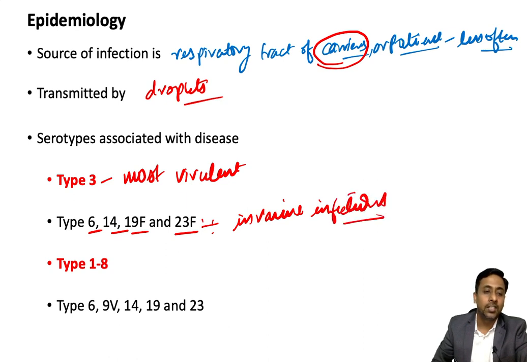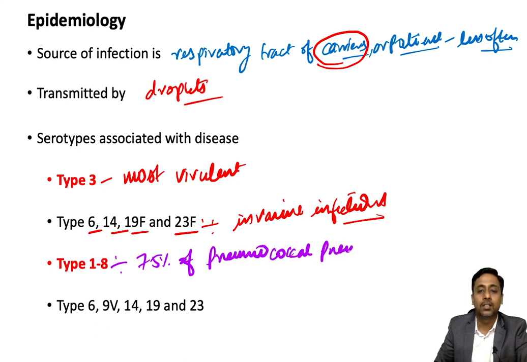Okay, and this type 1 to 8 is associated with around 75% of pneumococcal pneumonia and tracheobronchitis.